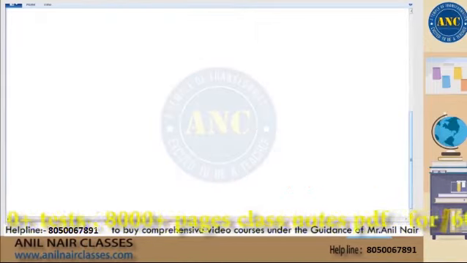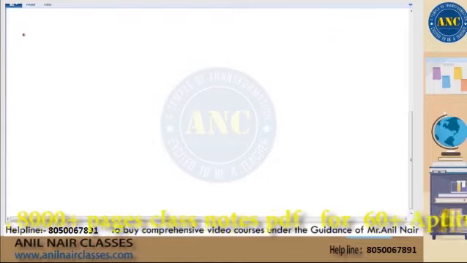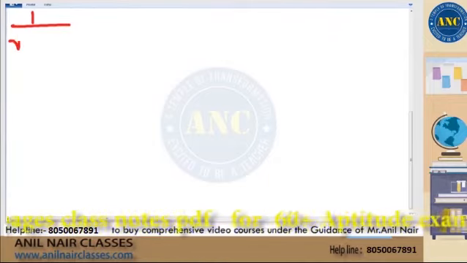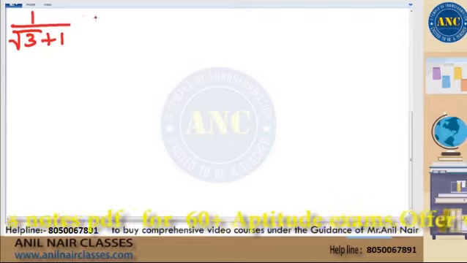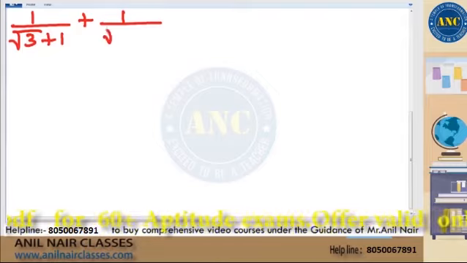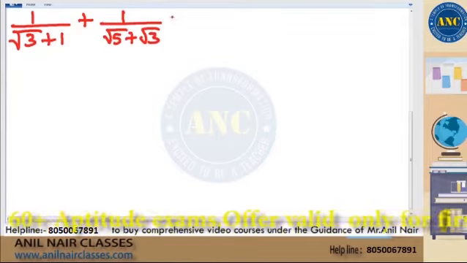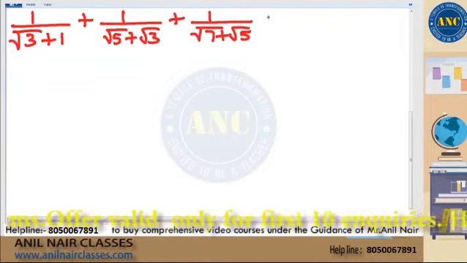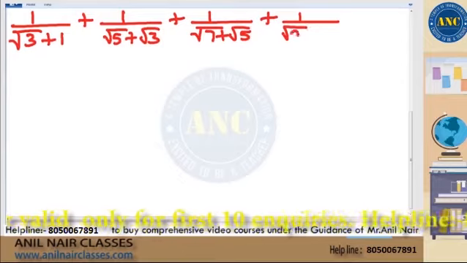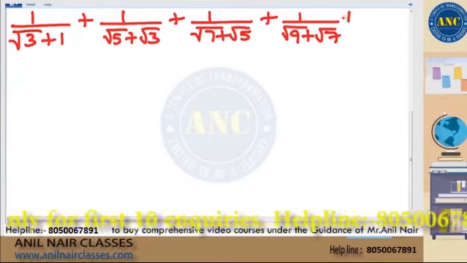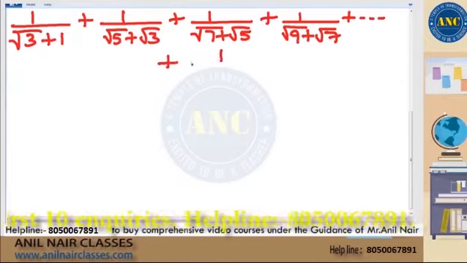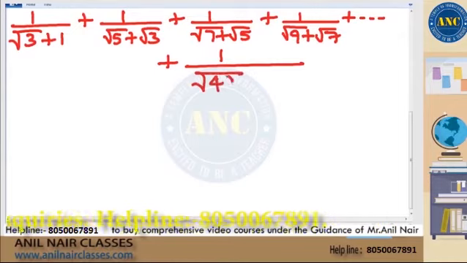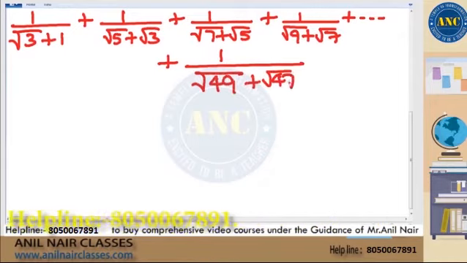Now see here, another question of a similar model. Suppose your question is 1 by root 3 plus 1, plus 1 by root 5 plus root 3, plus 1 by root 7 plus root 5, plus 1 by root 9 plus root 7, and it keeps continuing until you get the last term as 1 by root 49 plus root 47. This value we need to find.